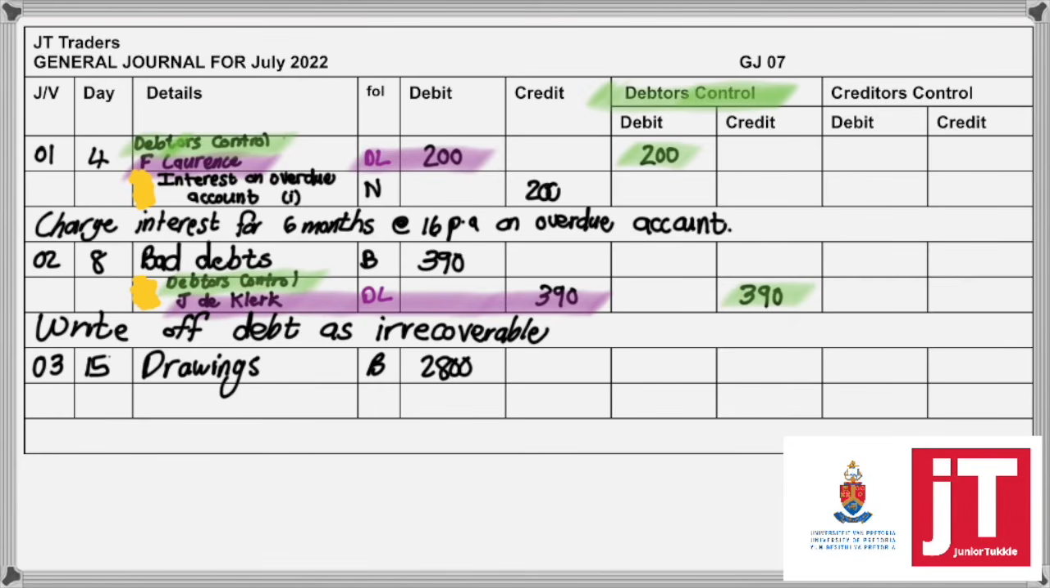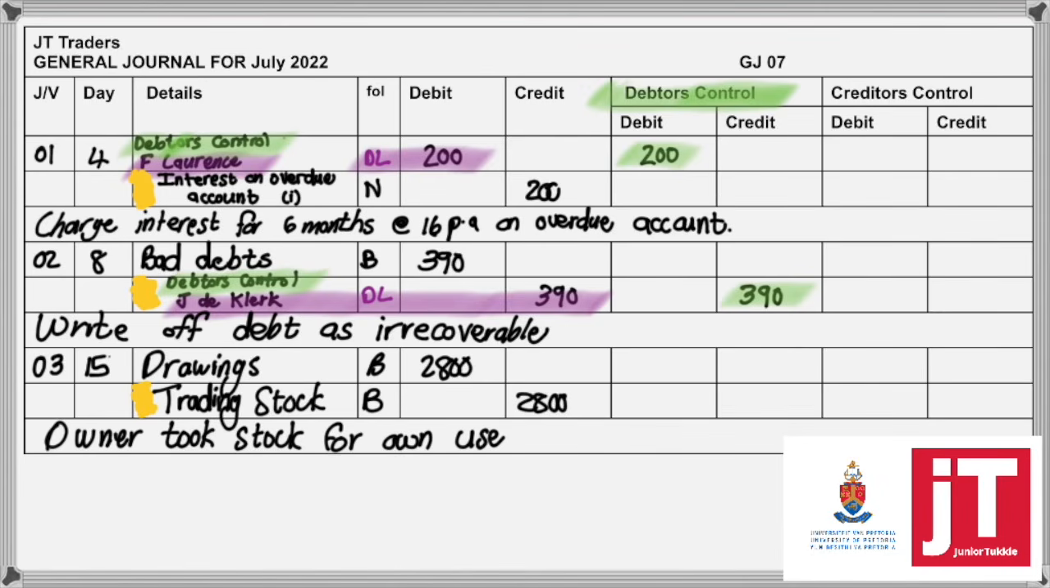On day 15, the transaction was drawings. The owner withdrew stock. So yet again, we don't record the selling price, we record the cost of sale. So very important, make sure this 2,800 Rand is the cost of the goods sold, or the cost of the stock that was taken by the owner. He's taking stock for his own use, recorded at cost price always.